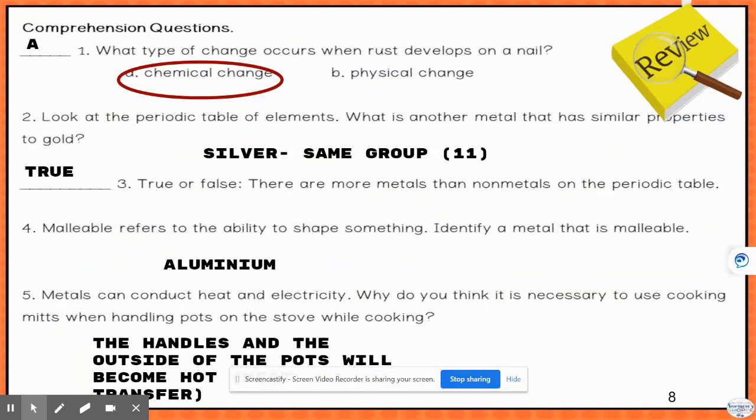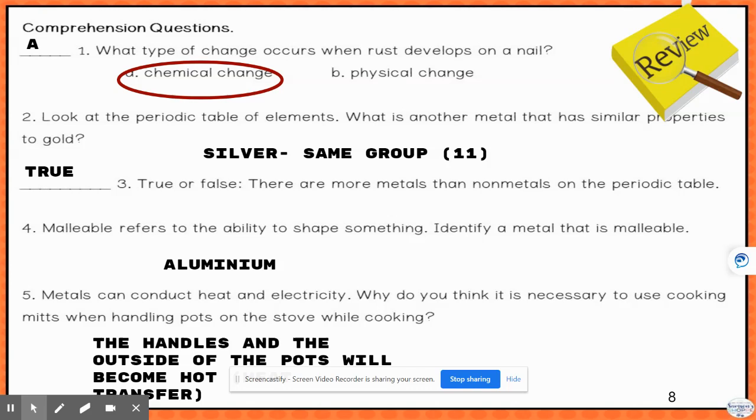Some comprehension questions. What type of change occurs when rust happens? That's a chemical change. Look at the periodic table. What is another metal that has similar properties to gold? I picked silver, and they have similar properties because they're in the same group. This is a true statement: there are more metals than nonmetals found on the periodic table.